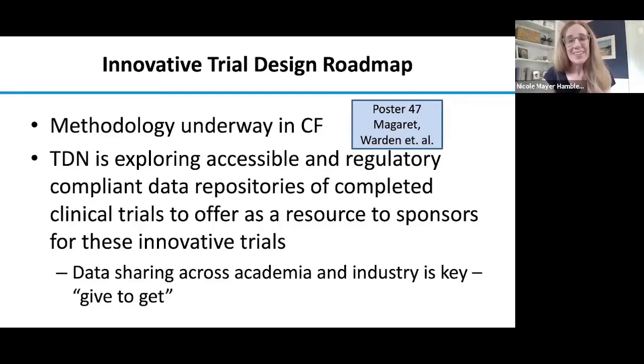And the TDN is actually exploring accessible and regulatory compliant data repositories of completed clinical trials to offer as a resource to sponsors for these innovative trials. Now, there is a little bit of a catch here, because this does require data sharing across both academia from our investigator-initiated studies and industry. Sort of this give-to-get kind of idea in order to get there.